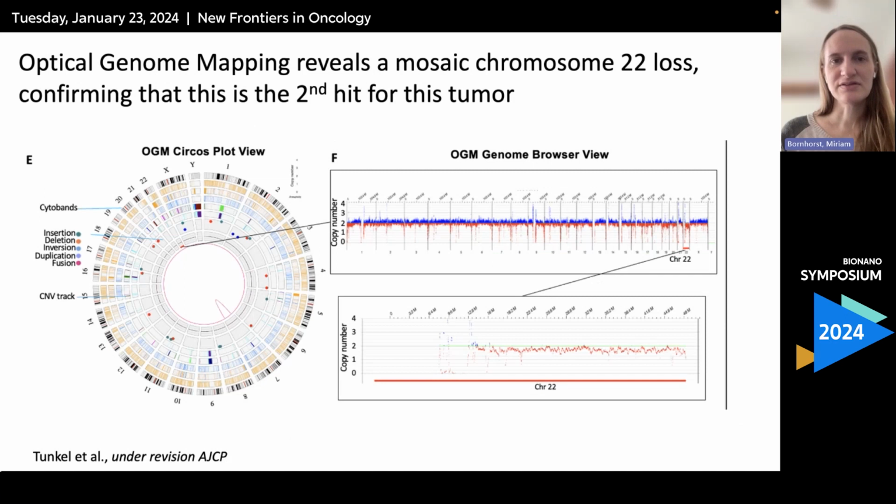So we went ahead and used optical genome mapping to look at chromosome 22. And you can see on the circos plot there is copy number loss, as well as in the genome browser. Chromosome 22 had copy number loss, but it was at a mosaic level. So we estimated it to be about 12.5%, which is probably why it was not detected by MLPA. But it does give us enough cause to call this the second hit for that tumor. And so we were able to confirm that this patient probably had a mosaic type NF2.